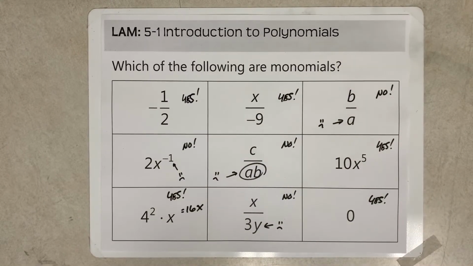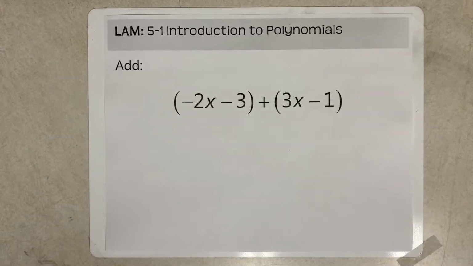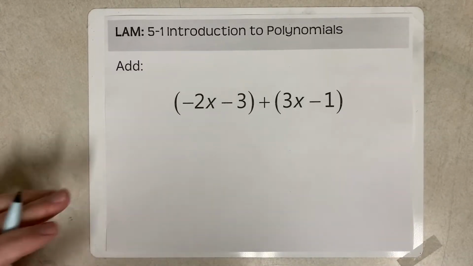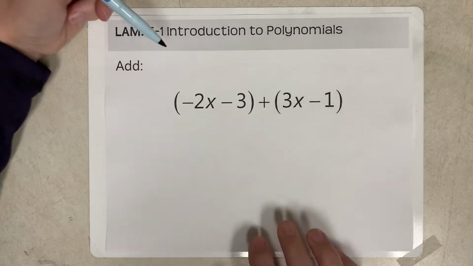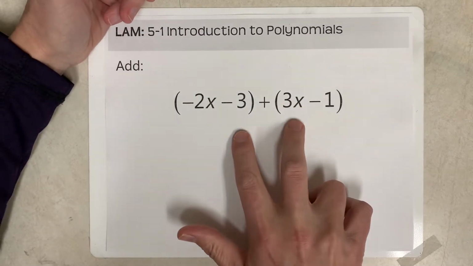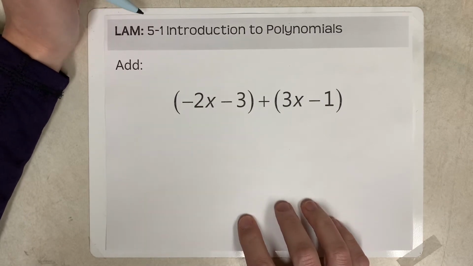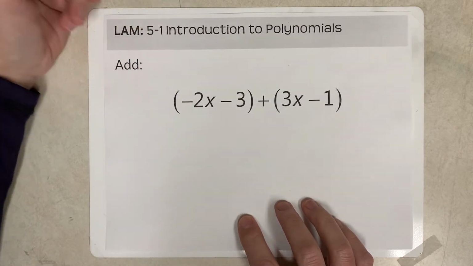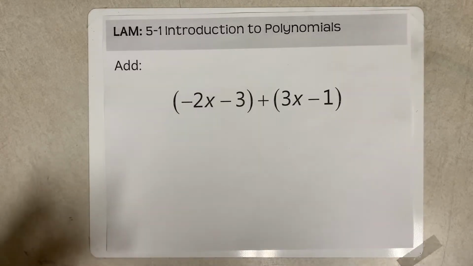That is a monomial. Okay, so what we generally do after that is we start adding and subtracting polynomials, and just to show how they're combined. So if you take two polynomials and add them together, you're going to get another polynomial. And we say that they're closed under the operation of addition.